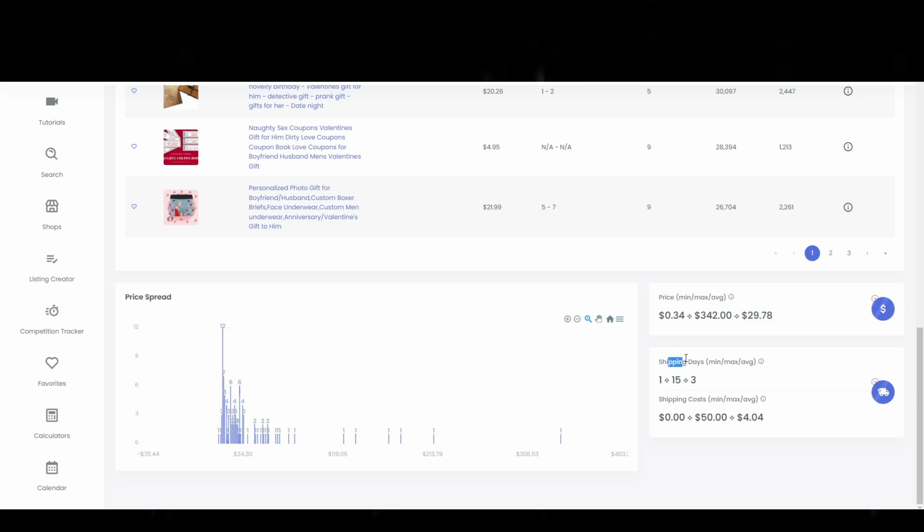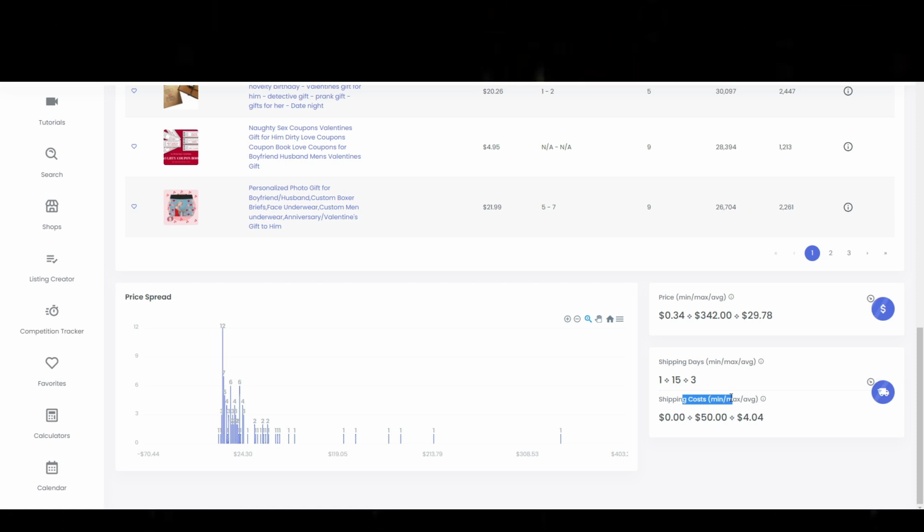Here we have the shipping days, which represents the minimum number of days that the listings have seen, the maximum, and the average. So we can see here that amongst all listings, the average listing takes about 3 days to ship, okay? And at the end of the day, when it comes down to shipping, the faster you get your product out to the customer, the better, okay?